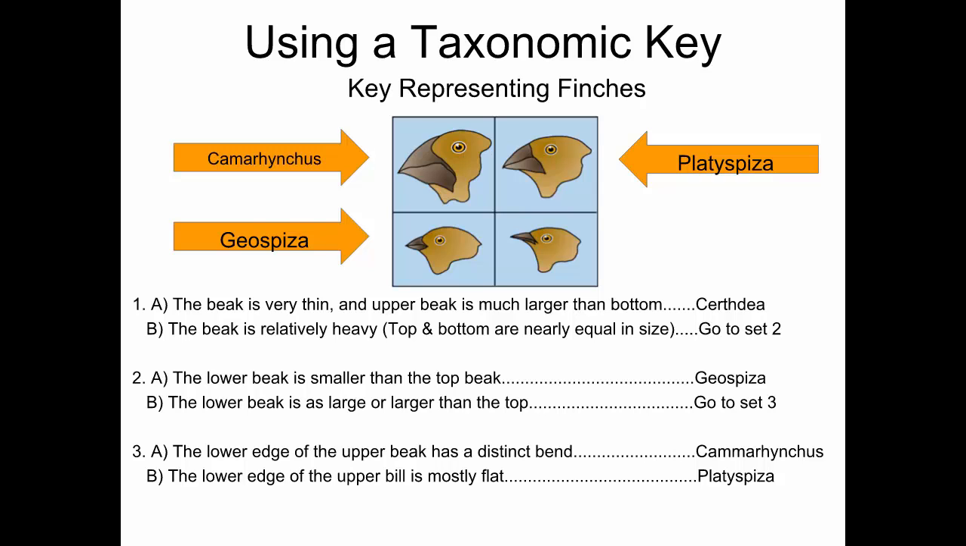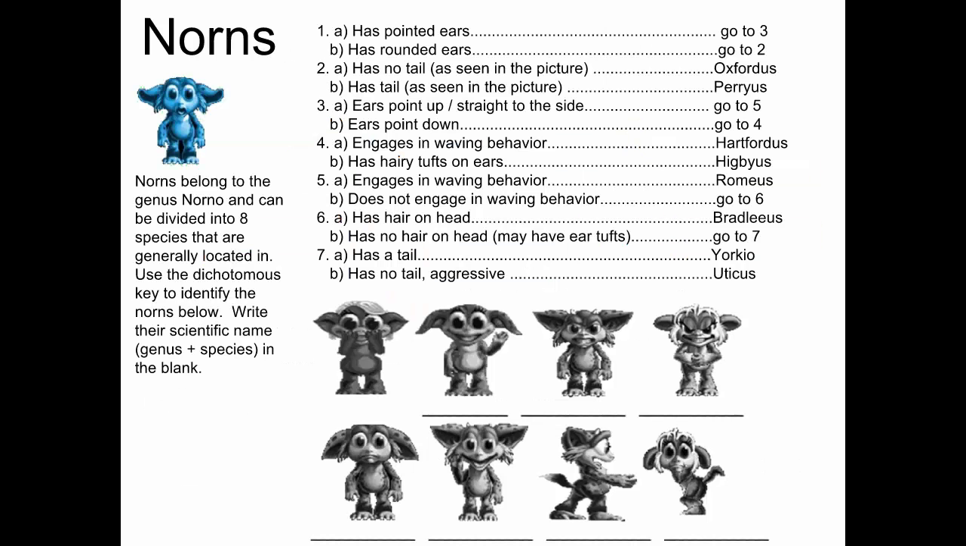And then finally, if we do this last finch, is the beak thin, upper beak much larger than the bottom? Yeah, it is. It's a Certhidea finch. So again, even if you know nothing about finches and have never seen them before, you could still identify them based on this taxonomic key, this dichotomous key.